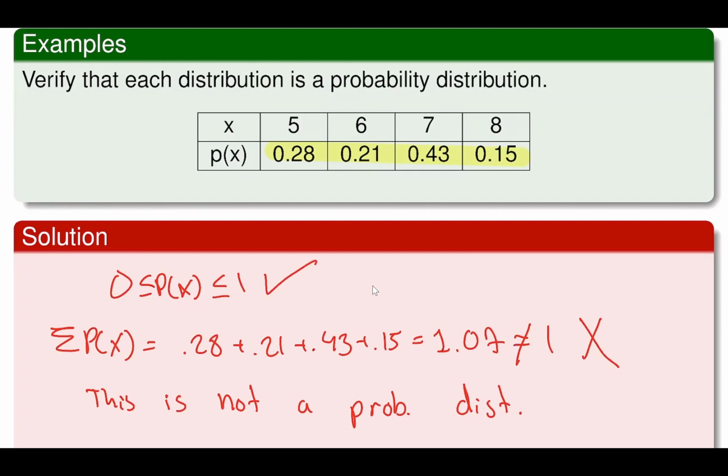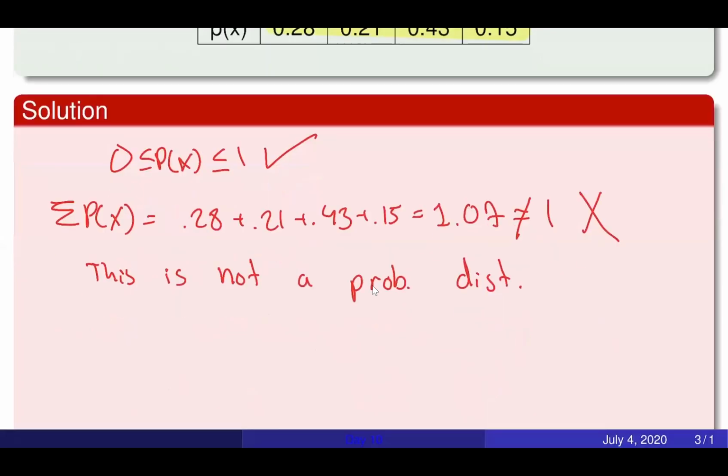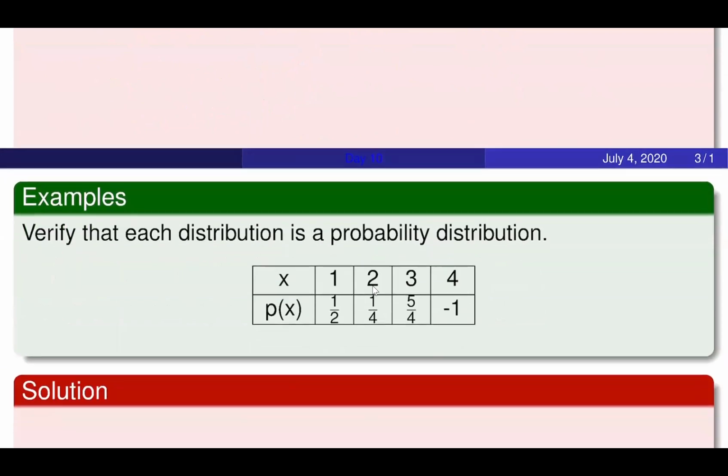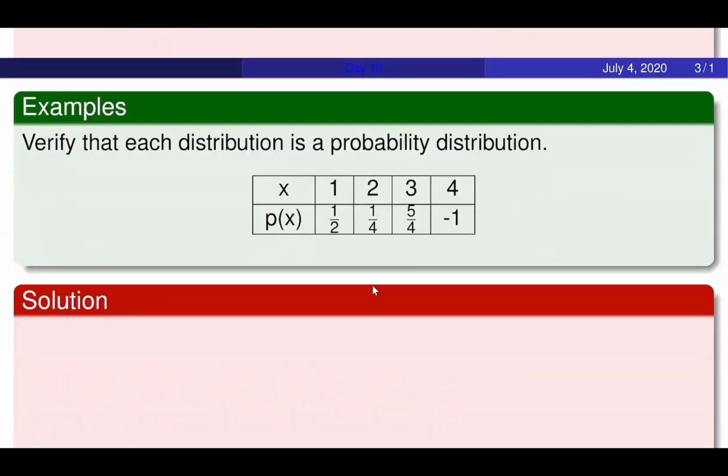And that's it for that solution. So you want to check both of those conditions. If one of those conditions doesn't pass, then pretty much you can just stop and say this is not a probability distribution, because in order for it to be a probability distribution, both of the conditions must pass. If one or both of them fail, then you know it's not a probability distribution. Any questions for that first one? No. Let's try the second one.